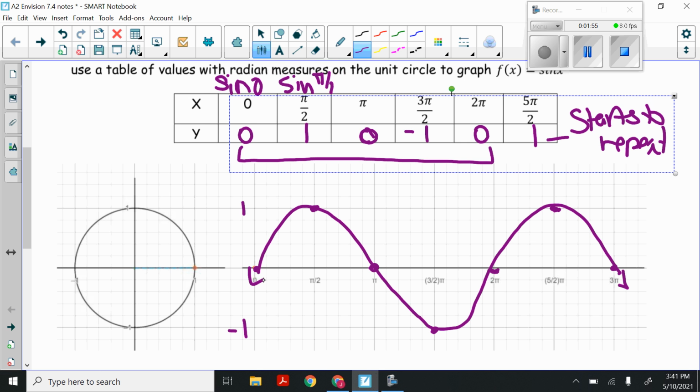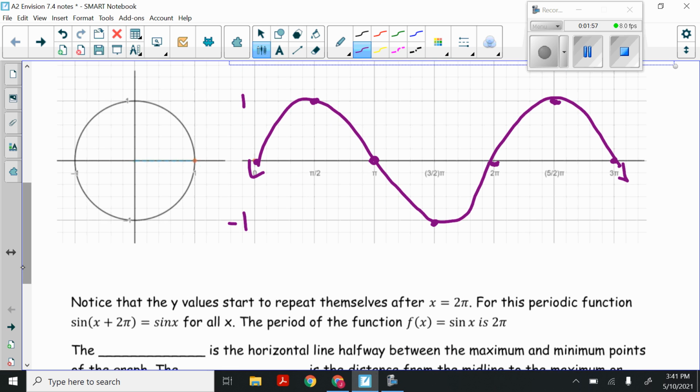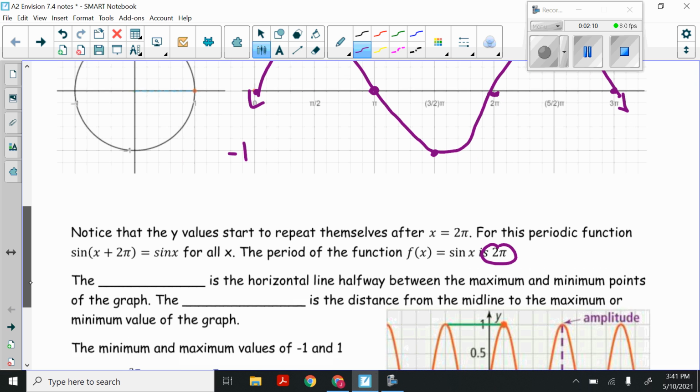Okay. It says, notice that the y values start to repeat themselves after x equals 2 pi. For this periodic function, sine of x plus 2 pi equals the sine of x for all x. The period of the function sine of x is 2 pi. That's where it starts to repeat itself.